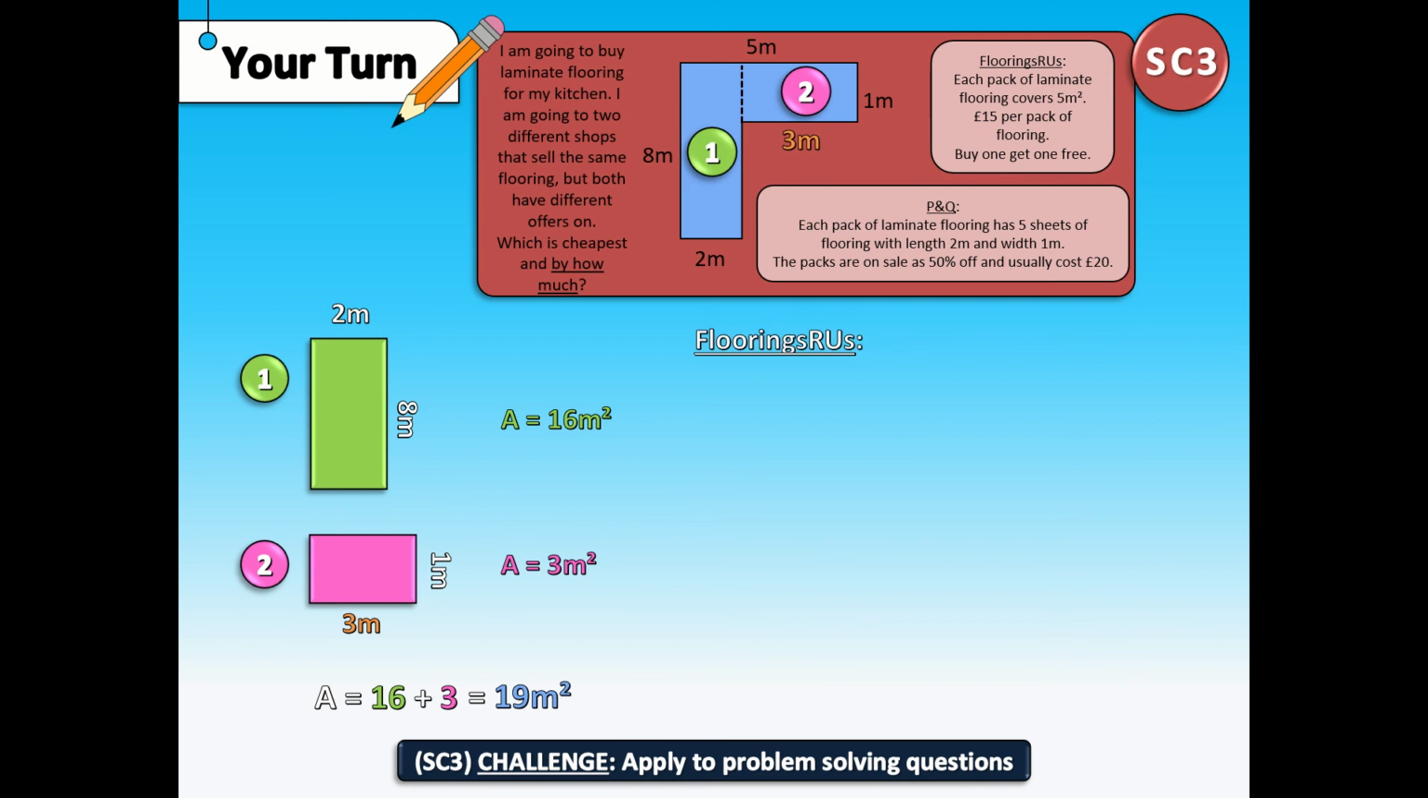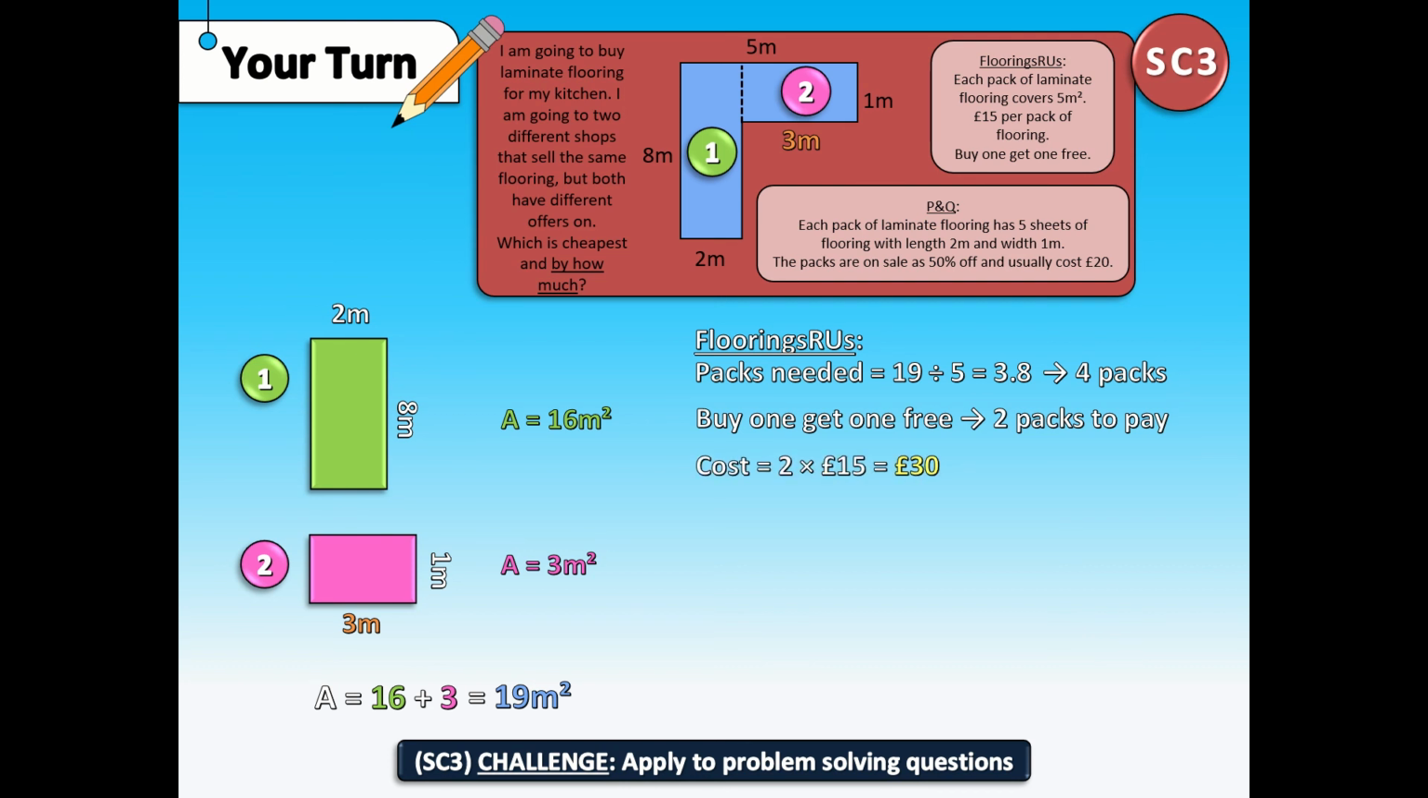Now Floorings R Us, each of their packs cover 5 square meters, so we need 3.8 packs. We can't buy 3.8, so we need to buy 4 packs. And if we buy one, we get one free. So we only pay for 2 packs. And each pack costs £15. So all we need to pay in Floorings R Us is £30.